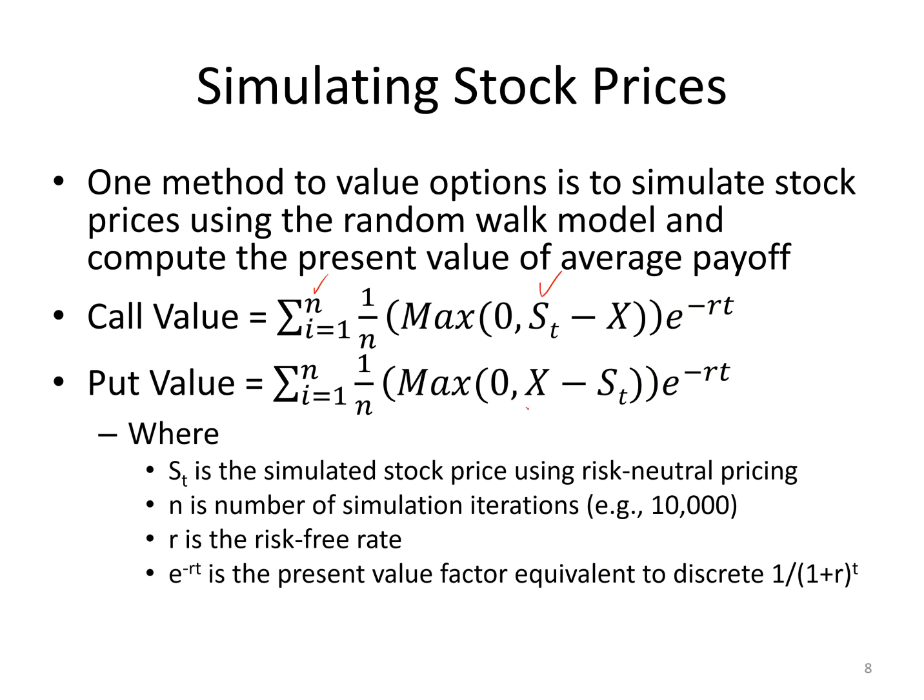For a put, all I'm going to do is change that to X minus ST. In these equations, ST is the simulated stock price at the maturity of the option. In the next slide, we're going to be using risk-neutral pricing for that, so that spot price is going to be a little bit different than the one you've seen before. N is the number of simulation iterations, say 10,000. r is the risk-free interest rate. And e to the minus rT is the present value factor, which is equivalent to multiplying times 1 over (1 plus r) to the t.